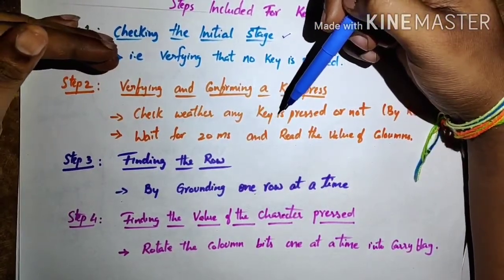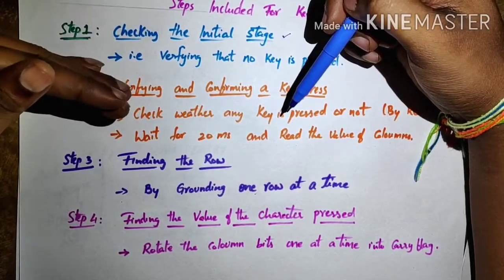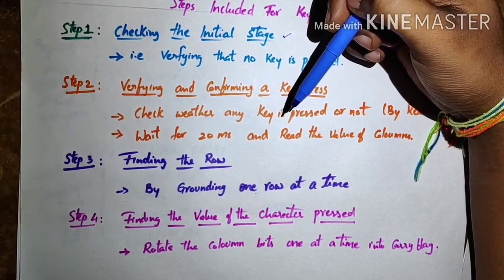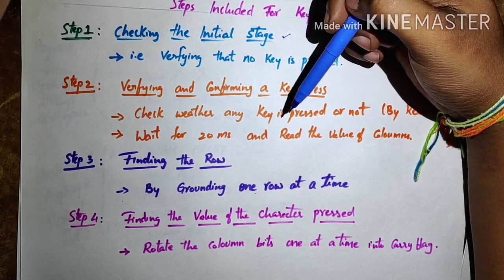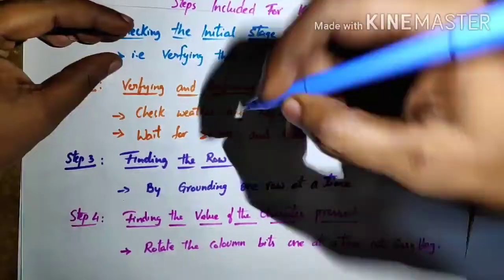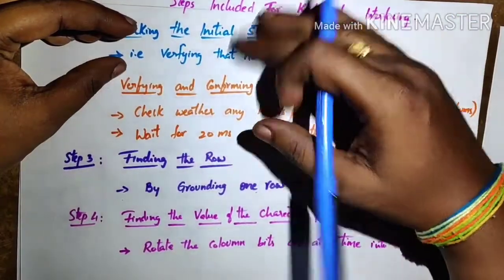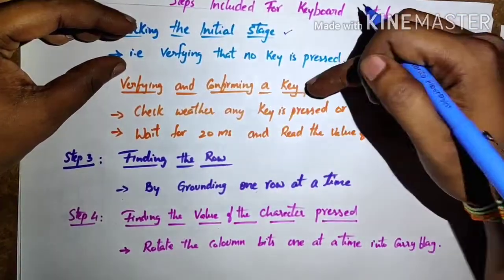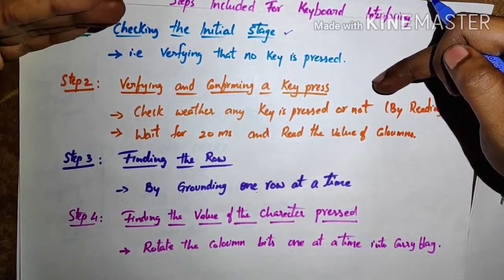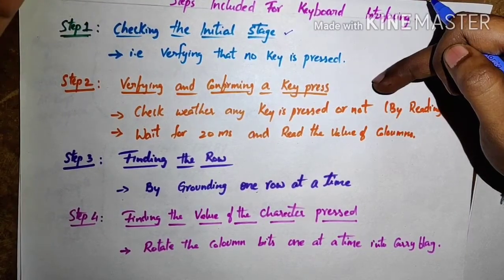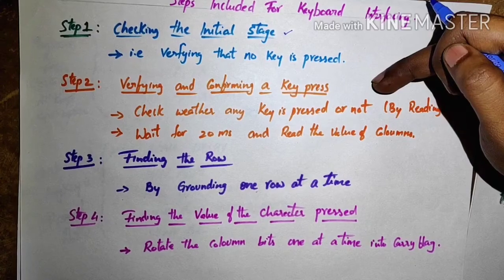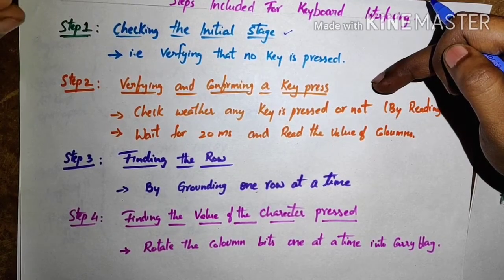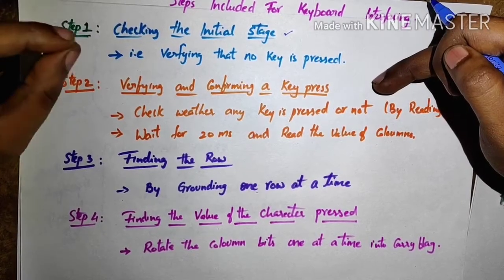To identify a key press, the microcontroller will continuously read the values of columns. The initial value of columns will be all ones. Whenever there is a change in the value of a column, the microcontroller will know that there is a key press. But it just identifies a key press, it doesn't confirm it.